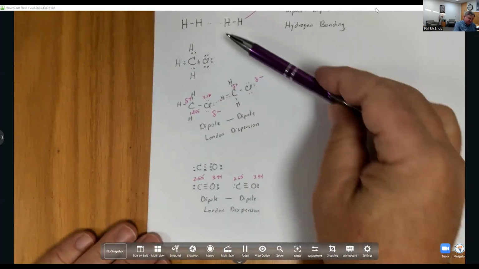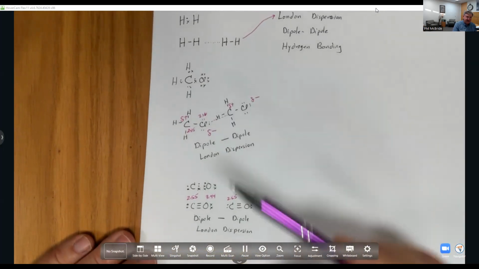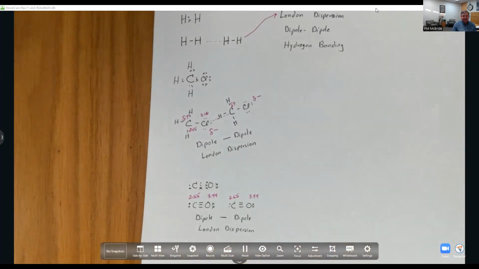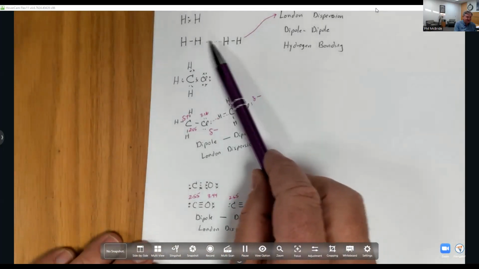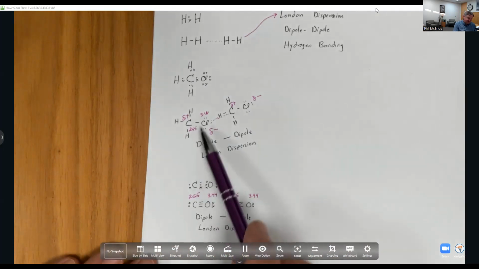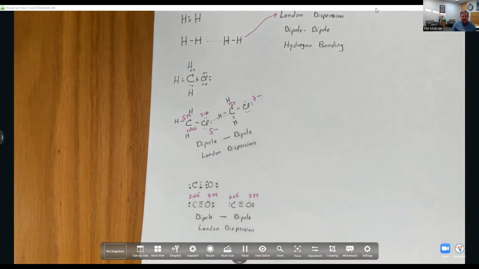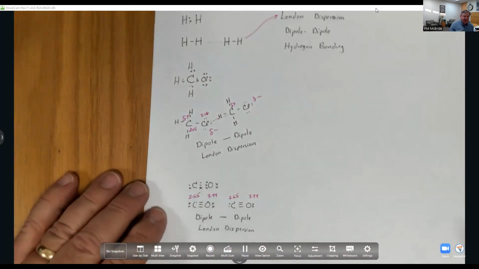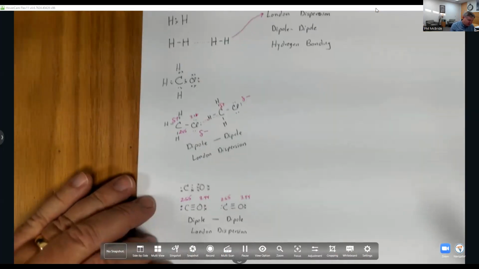Now, do any of these three have hydrogen bonding? No. Good. Even though this is a hydrogen, between two hydrogens is not hydrogen bonding. Between a chlorine and a carbon is not hydrogen bonding. And between a carbon and an oxygen is not hydrogen bonding. And our last one is water.